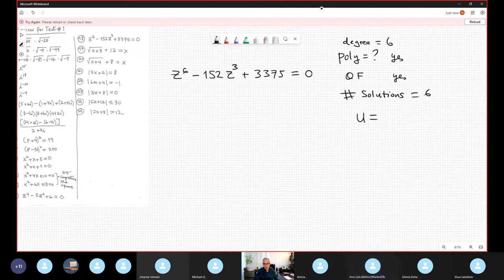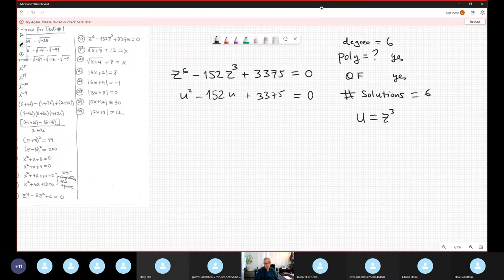It's C cubic, not including the coefficients, only C. So you have two possibilities, C to the 6th power or C to the cubic power. It's obvious you always take the smaller. Now when you write it, the equation is u squared minus 152u plus 3,375. And this new equation is a quadratic equation.